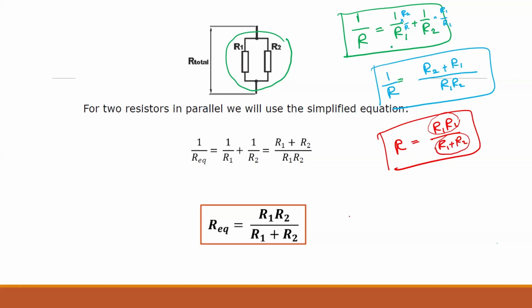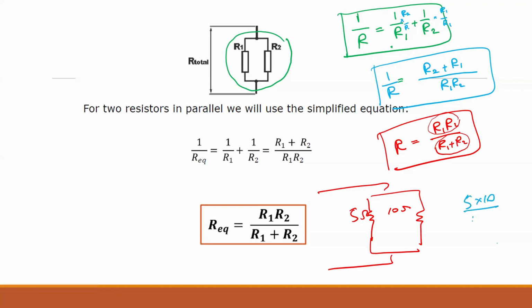For example, if I have 5 ohms and 10 ohms in parallel like this, we can say 5 times 10 divided by 5 plus 10, and we get the equivalent resistance. Are we good? Any question?